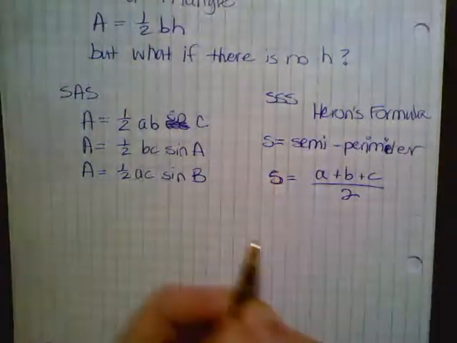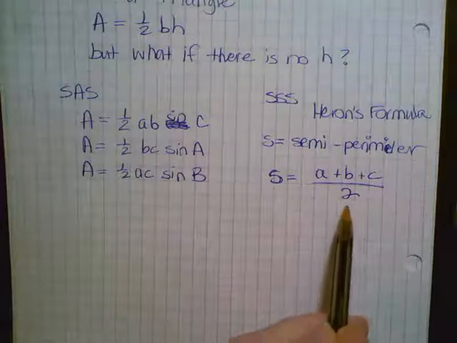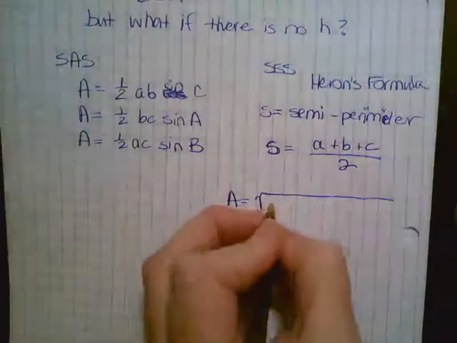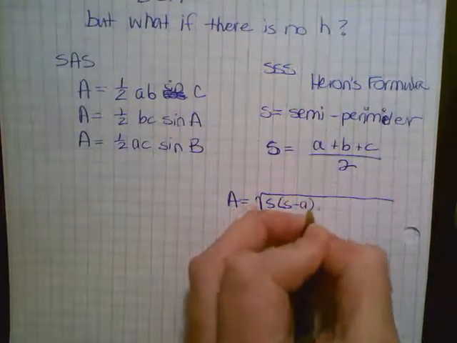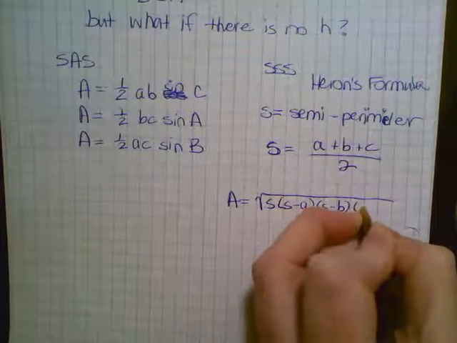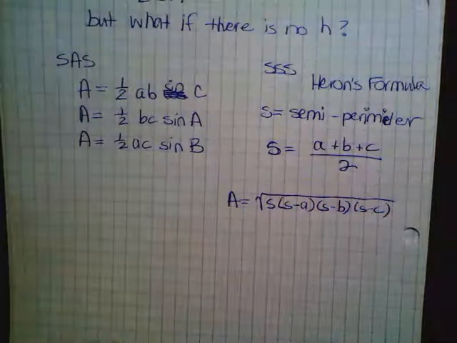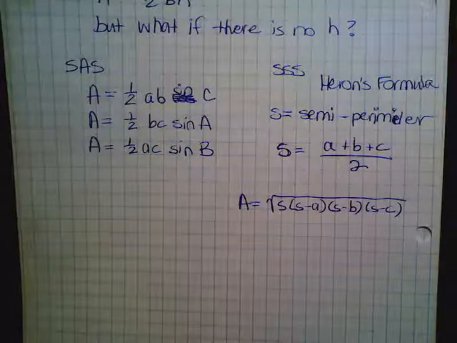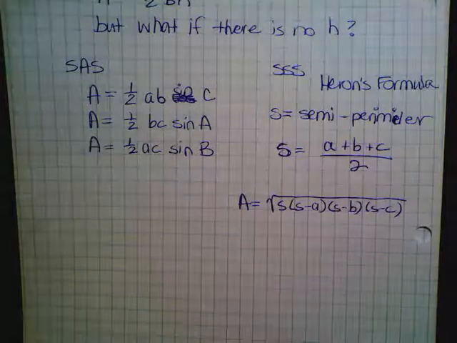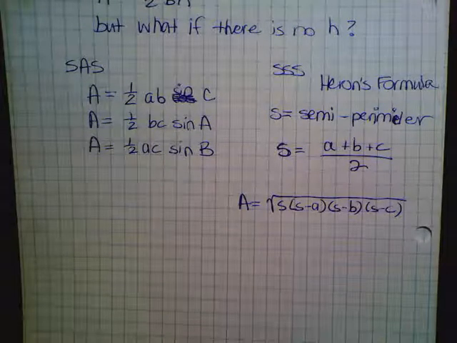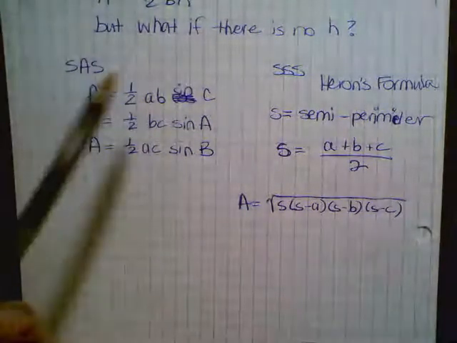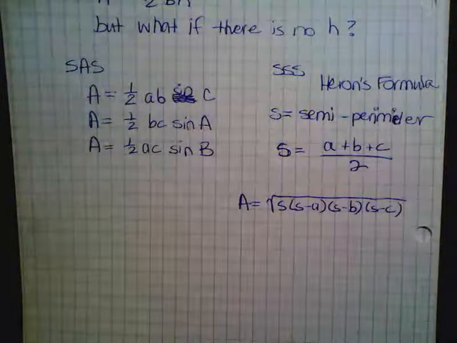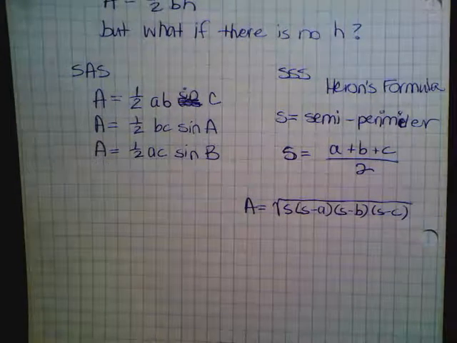So you've been given three sides. You add them up, divide by 2. And now the area is the square root of this whole thing: S times S minus A times S minus B times S minus C. And that's the formula. So you have two other ways that you can find the area of a triangle without having to figure out what the height is. This will work in any triangle. So we're going to do some examples.